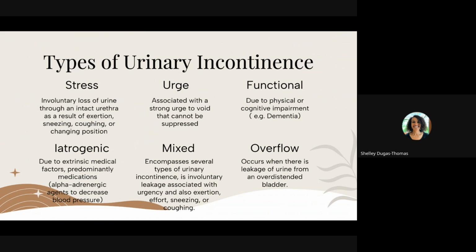Iatrogenic incontinence is the involuntary loss of urine due to extrinsic medical factors, predominantly medications. One such example is the use of alpha-adrenergic agents to decrease blood pressure. Mixed incontinence encompasses several types of urinary incontinence, involuntary leakage associated with urgency and also with exertion, effort, sneezing, or coughing. Overflow incontinence occurs when there is continual leakage of urine from an overdistended bladder. This can occur because of detrusor muscle weakness.